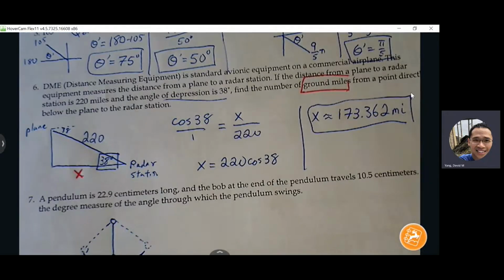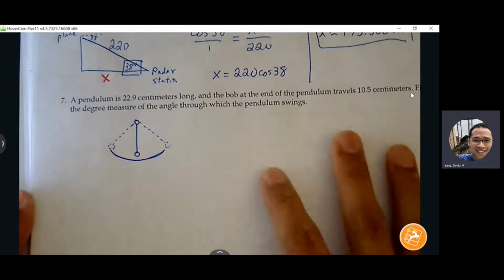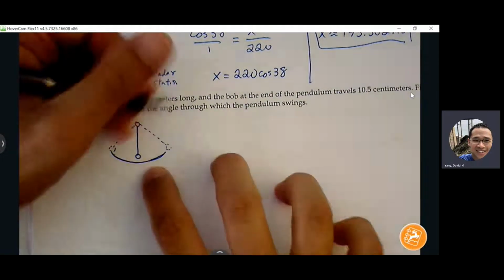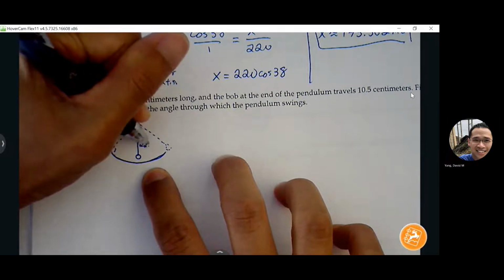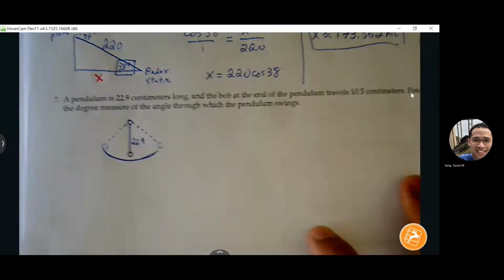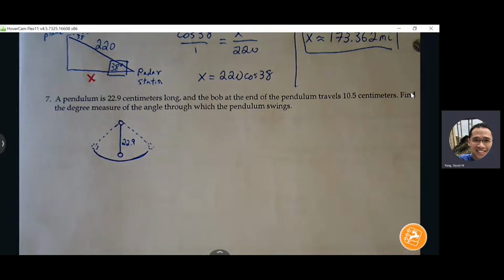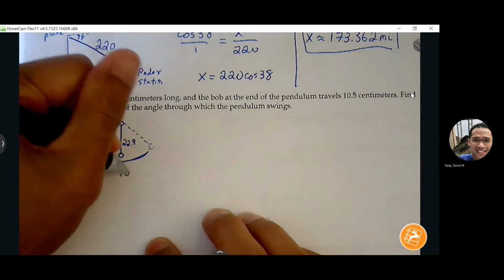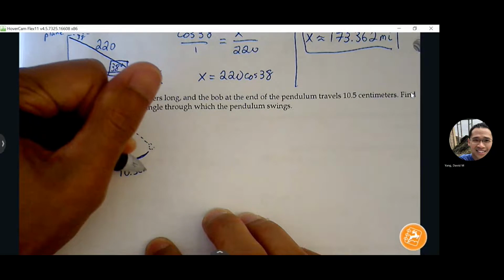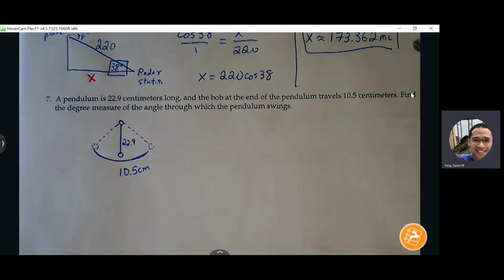A pendulum is 22.9 centimeters long. So we go ahead and put that down there. And then the bob at the end travels 10.5 centimeters. Now, the travel is along a curve. So what does this remind you of? This is what formula we're going to be using here.